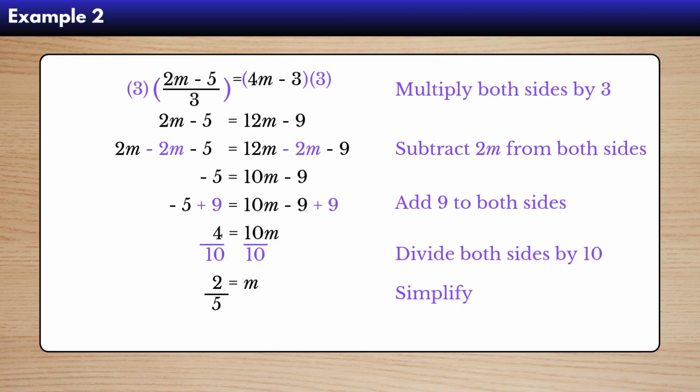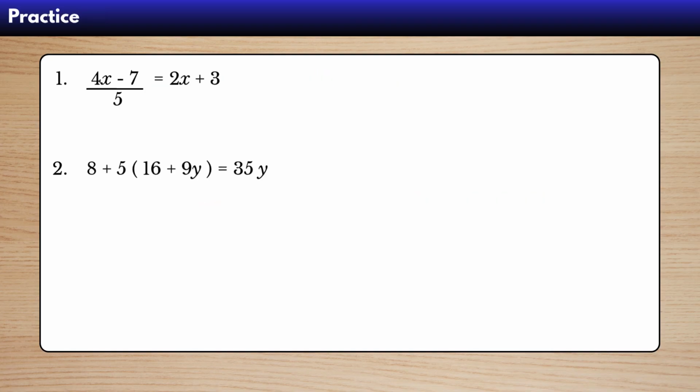Right. Now, I'm going to give you two equations to solve on your own. I encourage you to check your solutions using substitution. Pause the video for each problem to try it on your own, then resume playback to reveal the solution. Equation number 1. 4x minus 7 all over 5 is equal to 2x minus 3. Pause the video now to try this on your own.